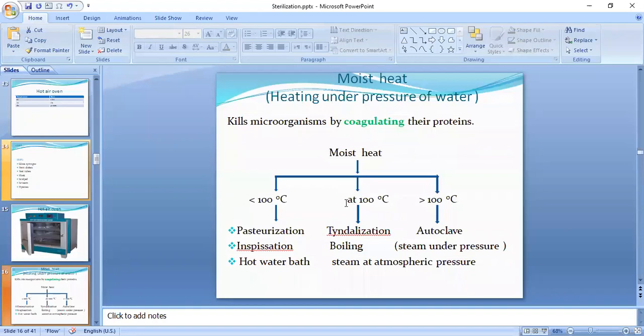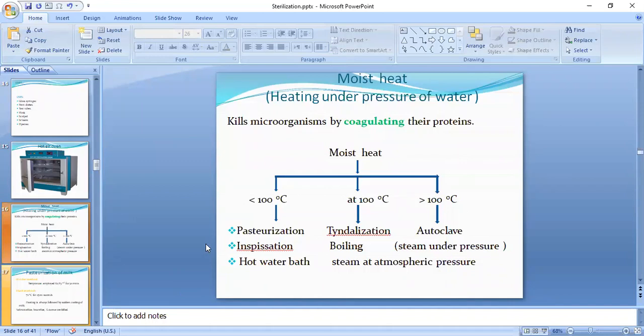And at the temperature of 100 centigrade, the methods are tyndallization and boiling. When the temperature is above 100 centigrade, the method is called autoclaving, in which the autoclave instrument is used. So this process is called autoclaving. Now to discuss the individual methods of moist heat.